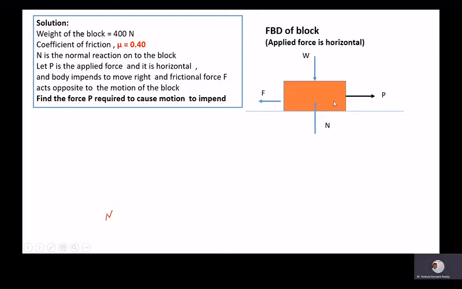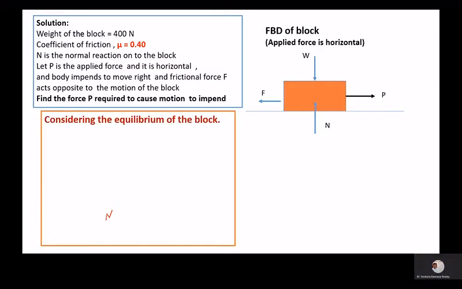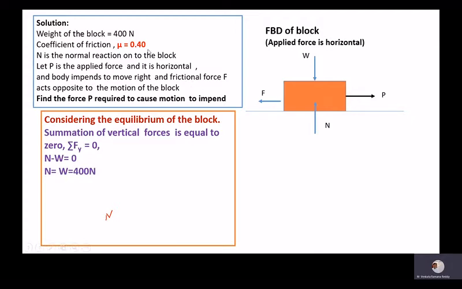Now we'll consider the equilibrium of this block, that is, considering the summation of horizontal forces is equal to 0 and summation of vertical forces is equal to 0. First, summation of vertical forces is equal to 0. Here N and W are the vertical forces. We'll consider upward forces as positive, downward forces as negative. Then N minus W is equal to 0. Then N is equal to W. The W value is given in the problem as 400 newtons.